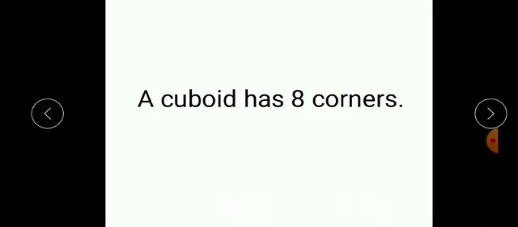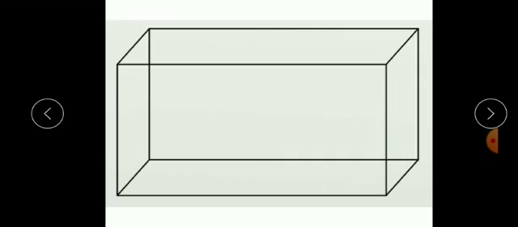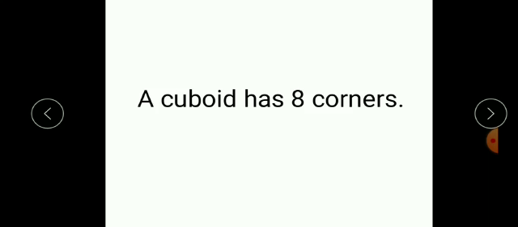How many corners are there? A cuboid has 8 corners. Let's count once again. 1, 2, 3, 4, 5, 6, 7 and 8. A cuboid has 8 corners.